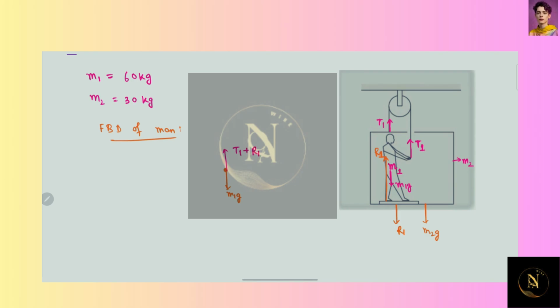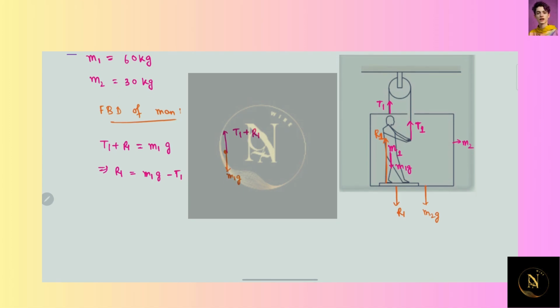As the man is able to manage himself at rest by holding the string, we can apply Newton's second law and say that the net upward force, T1 plus R1, will be balanced by m1g. So from here I can write that R1 is equal to m1g minus T1. M1 is 60 kg, so it will be 60g minus T1. Let's say this is my equation number 1.